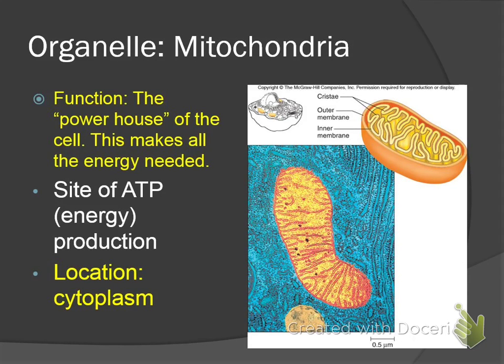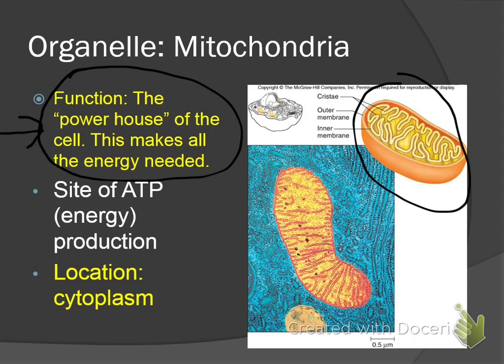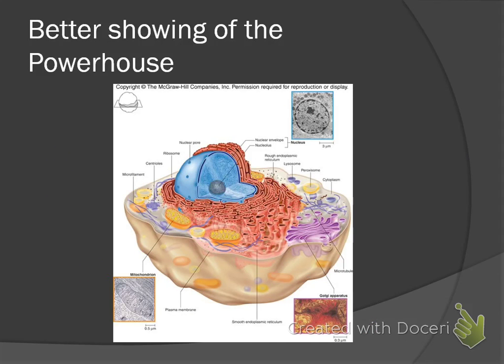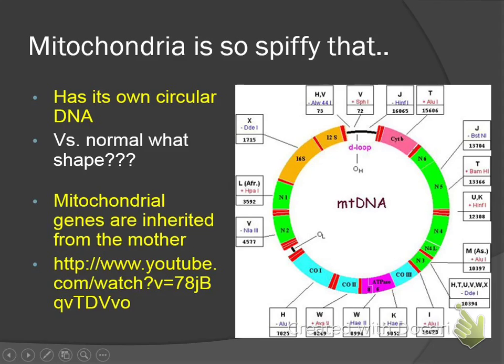The organelle that everybody usually remembers outside of the nucleus is the mitochondria. The function is the powerhouse of the cells. It generates all of the energy needed for the cells. Remember before I was talking about how muscle cells have a lot of extra mitochondria because they need to be able to move. They look like little tic-tacs. They're floating everywhere in the cytoplasm, and some cells have more and some cells have less.